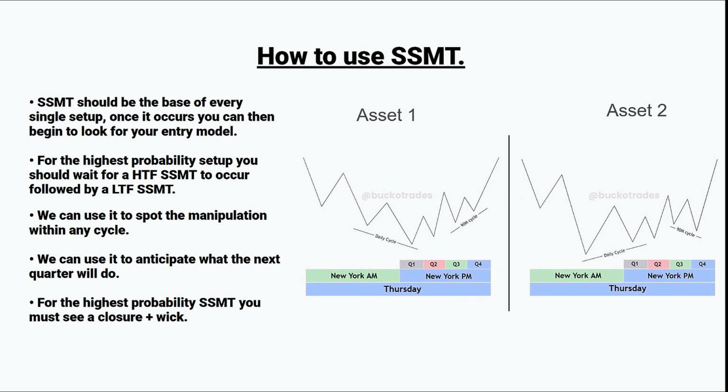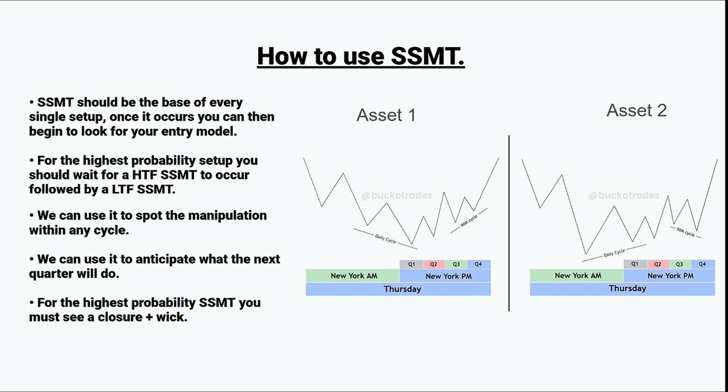So now we'd be scanning for a lower time frame sequential SMT, which can either be on the 90-minute cycles or on the micro cycles. In this example, our second stage of SMT formed between Q3 and Q4 of the 90-minute cycle. So you can see asset 1 failed to take out Q3's low during Q4, and you can see asset 2 had taken out Q3's low during Q4. So that will be our two stages of sequential SMT, a daily cycle and then a 90-minute cycle. And then from there, you can begin to look for your entry model.